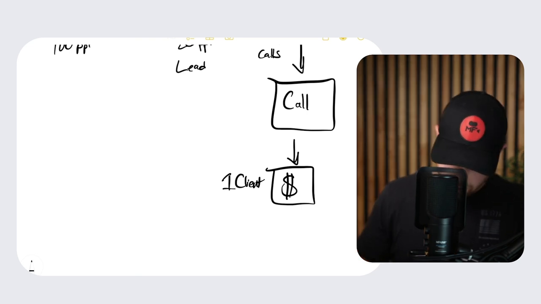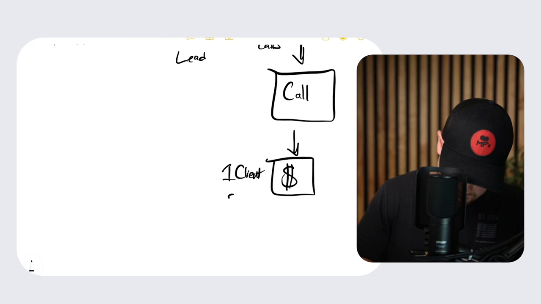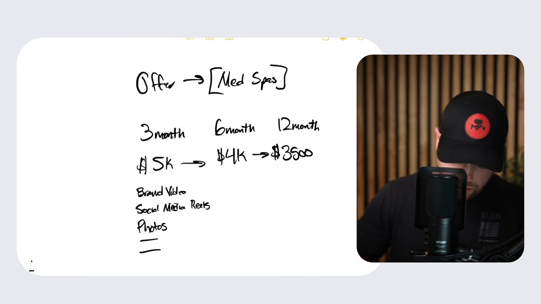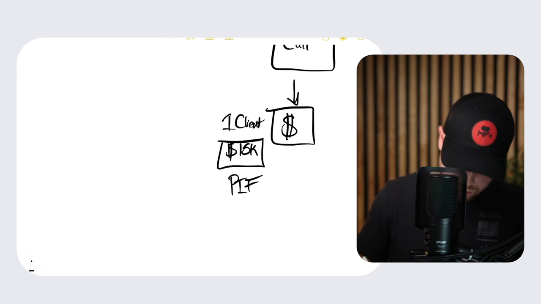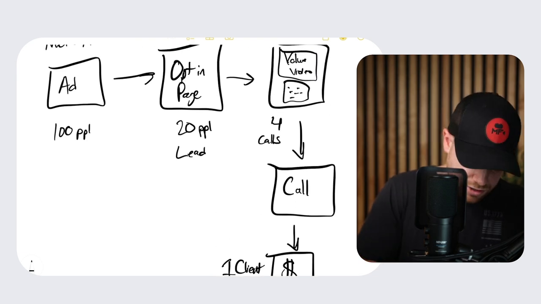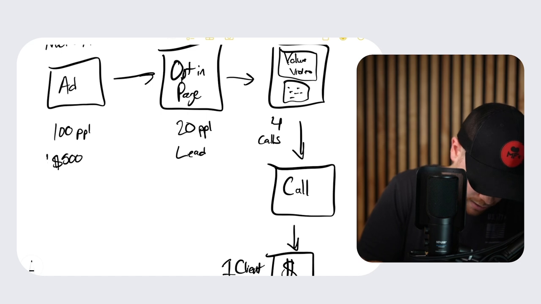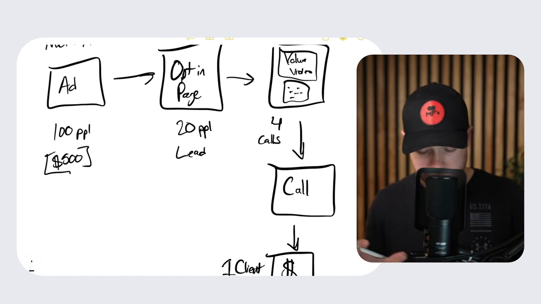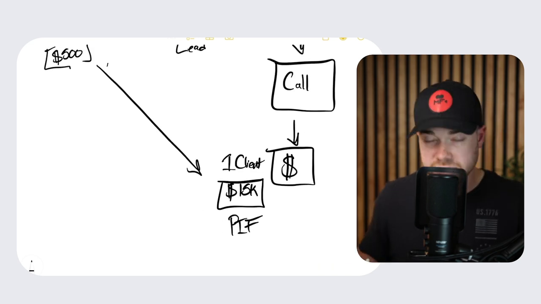But then that one client, if we go back up to our price points, let's say that you close that one client for 15K, because it's a 3-month 5K times 3, right? So it's 15K and you close them and let's say they pay in full, right? Well, to get these 100 eyeballs, maybe you spent $500 on ads, probably a little bit less. I just want to use conservative metrics. So then you just paid $500 to make $15,000.